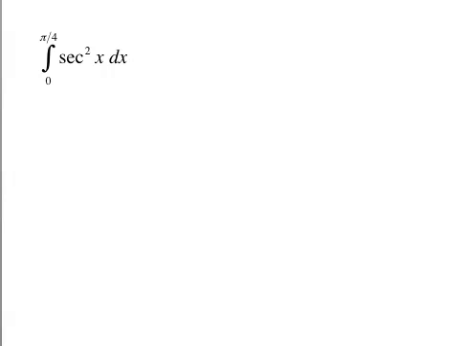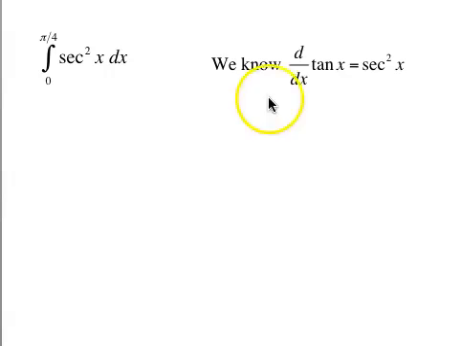Derivative of sine is cosine, derivative of cosine is minus sine. Derivative of tangent is secant squared. Derivative of tan x is secant squared x. So the antiderivative of secant squared x will be tangent x, based on this fact. So going backwards, if the derivative of tan is secant squared, the antiderivative of secant squared is tangent.